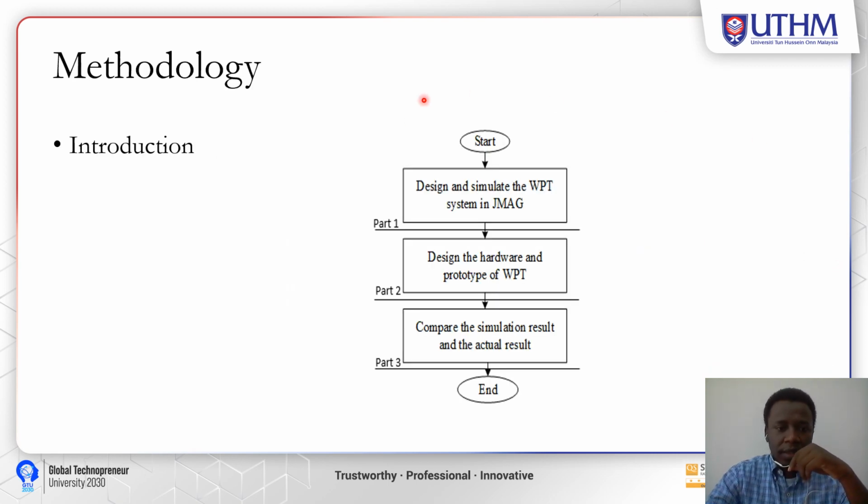So now we move to the methodology. Basically, for the methodology we have three parts. First, we design and simulate the wireless power transfer in JMAG Designer, and then based on the simulation, we design the prototype, and after the prototype is complete, we compare the simulation and the prototype result.